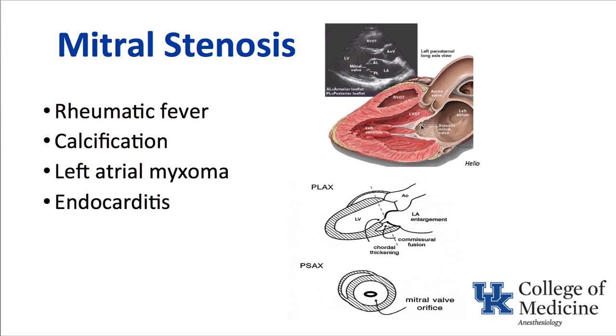There's a hockey stick-like appearance of that mitral valve and restricted opening of it, such that there's a very small orifice. And if we looked at that in long axis, the graphic at the bottom shows that left atrial enlargement and very poor opening of the tips of the mitral valve leaflets, commissural fusion, and if you looked at it in short axis, you could see that teeny little opening. So mitral stenosis: reduced mitral valve opening.